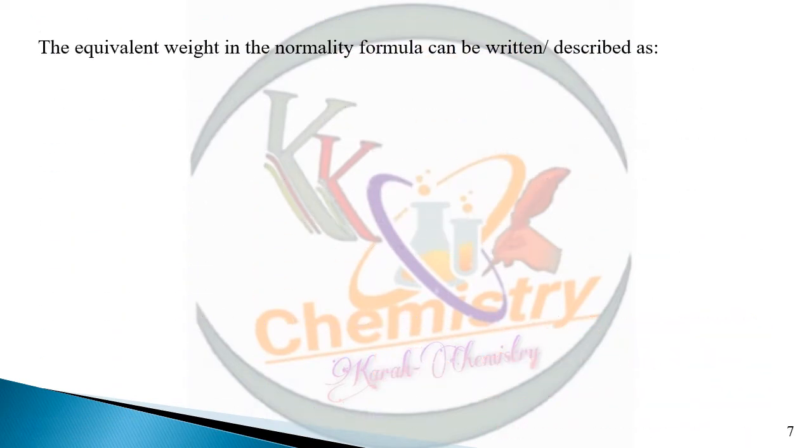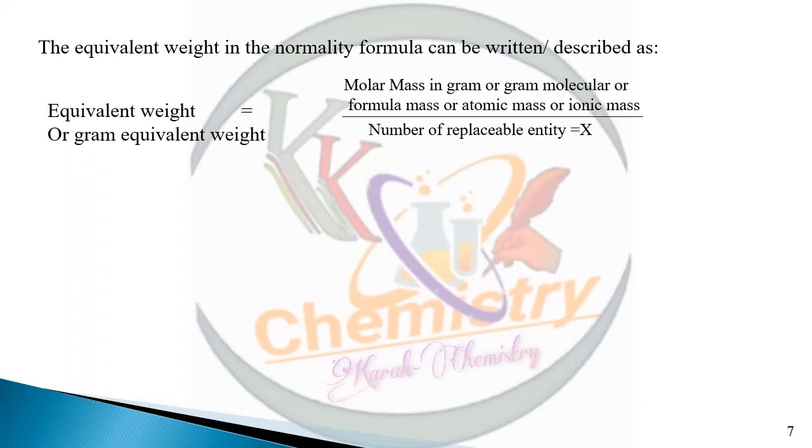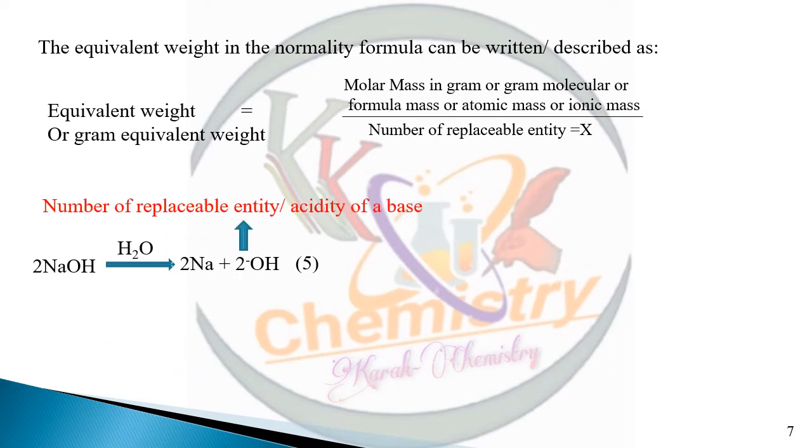Okay, the equivalent weight in the normality formula can be written as here. Well, for equivalent weight, we know molar mass is given in gram, gram molecular mass, formula mass, or atomic mass if we have an atom, or ionic mass if we have ions like chloride, sulfate, etc. Number of replaceable entity, that is X, may be H, OH, or number of electrons gained or lost, number of cations, number of positive charges produced by any species.